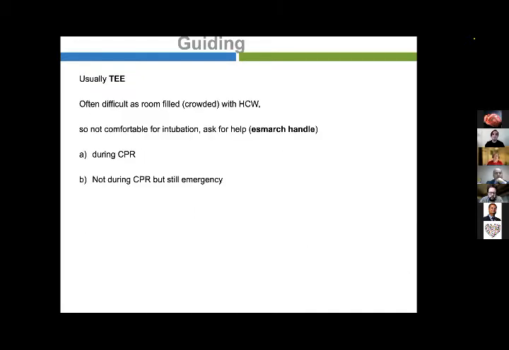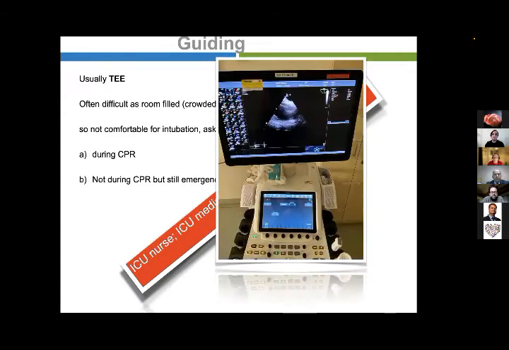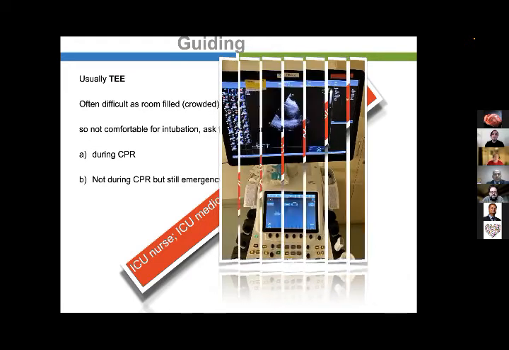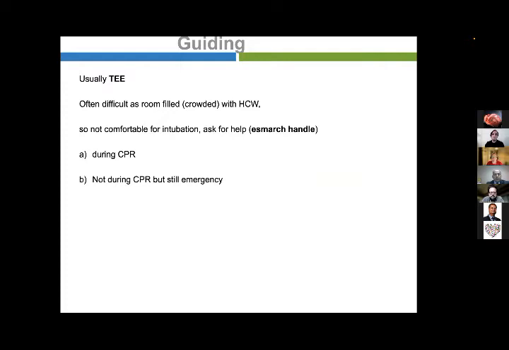For guiding, we usually use transesophageal echocardiography, but often it's very difficult because the room is crowded with healthcare workers. We have the ICU nurse, ICU medics, ECMO technician, perfusionist, and it's me with my big machine. So the room is very overloaded with personnel and equipment, and sometimes it's not very comfortable to intubate our patients.